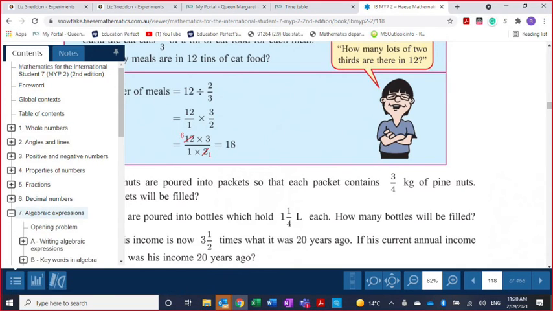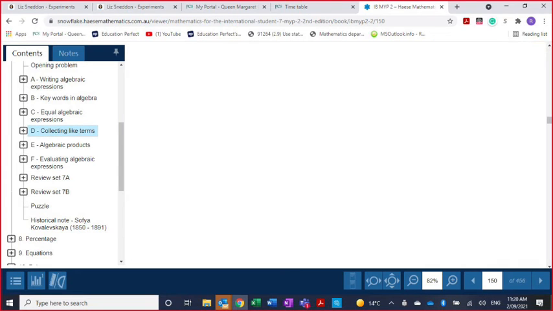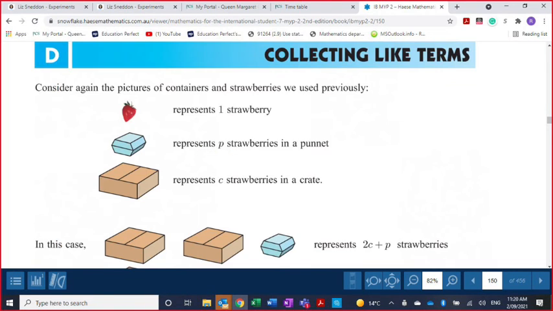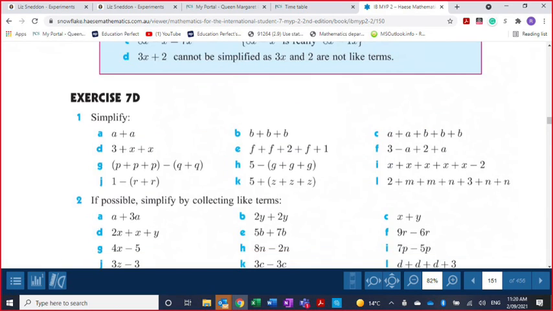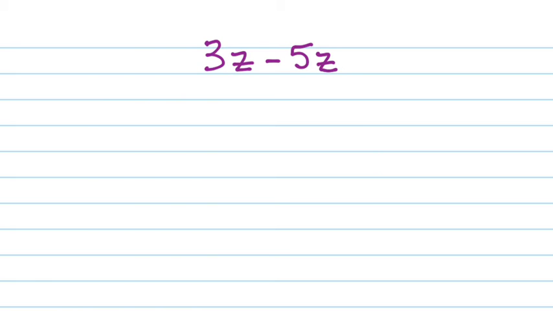Sorry, it always loses my spot. Okay, so we did 1 and 2 yesterday. So let's look at some examples from number 3. This is what your assignment is going to be today. So let's just go ahead and do A. So A, it says 3z's minus 5z's, or z's, if you're so inclined. Doesn't make any difference to me.